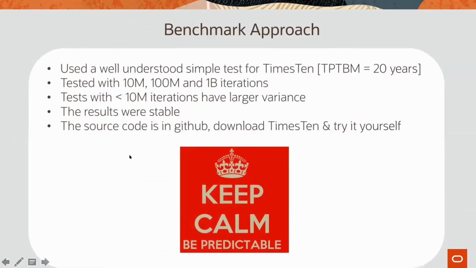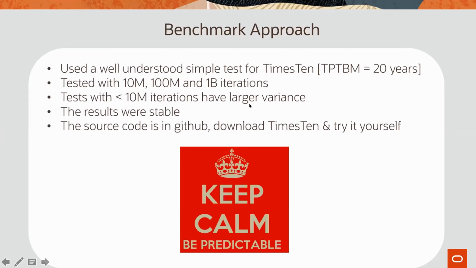Just one thing with the benchmark approach. This benchmark we've been using for over 20 years, so we understand it very well. I did my tests with 10 million, 100 million, and 1 billion iterations because I wanted very predictable response times, very stable answers. So 10 million to 100 million or 1 billion, you'll pretty much get the same results. If you use fewer iterations, there's larger variance.